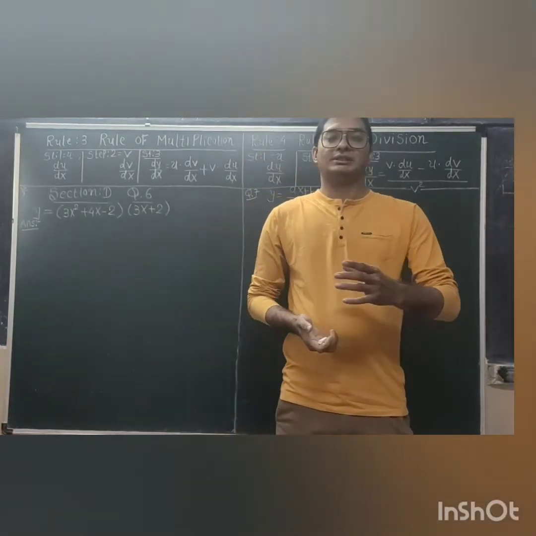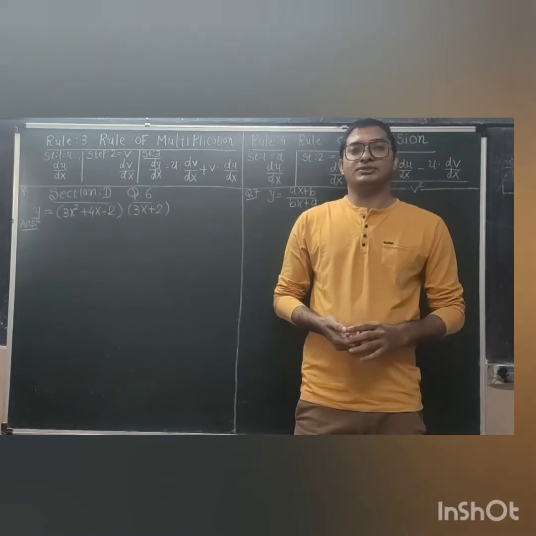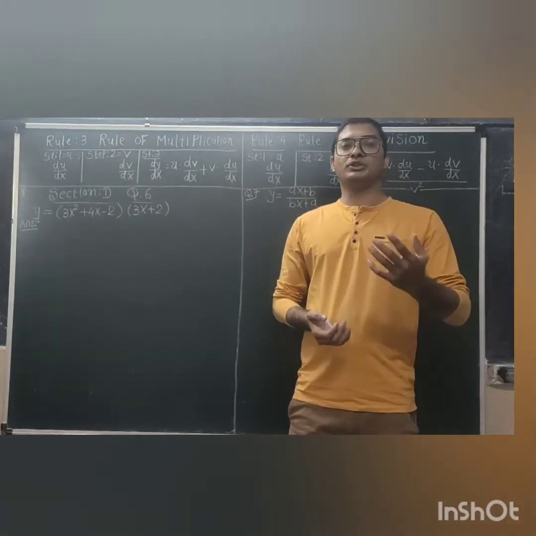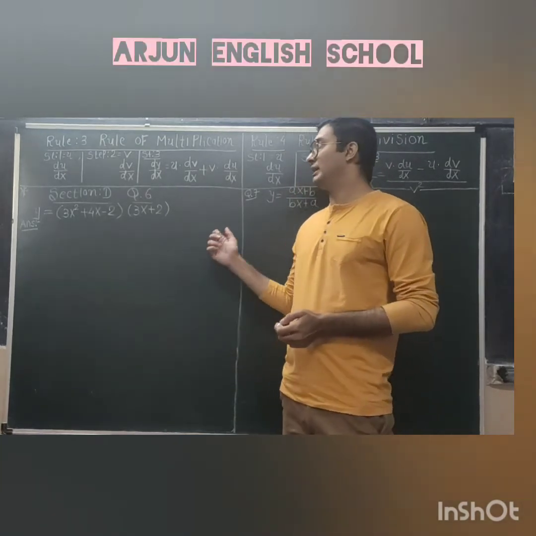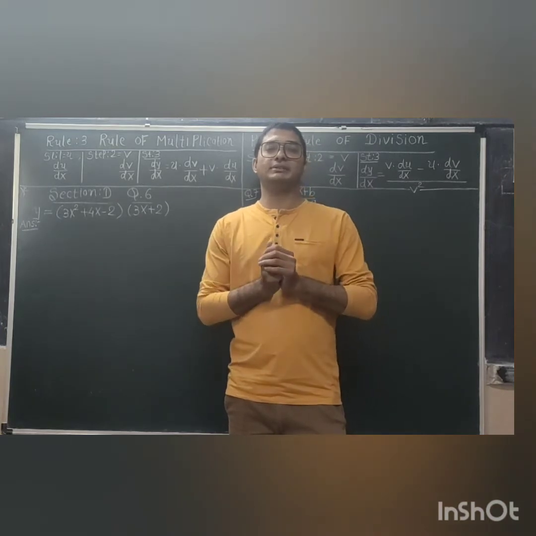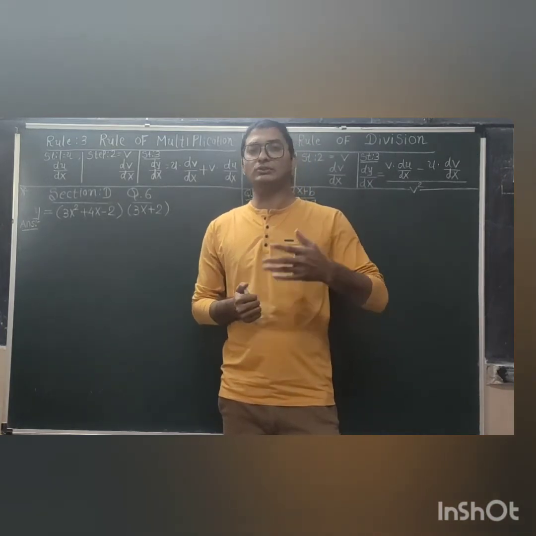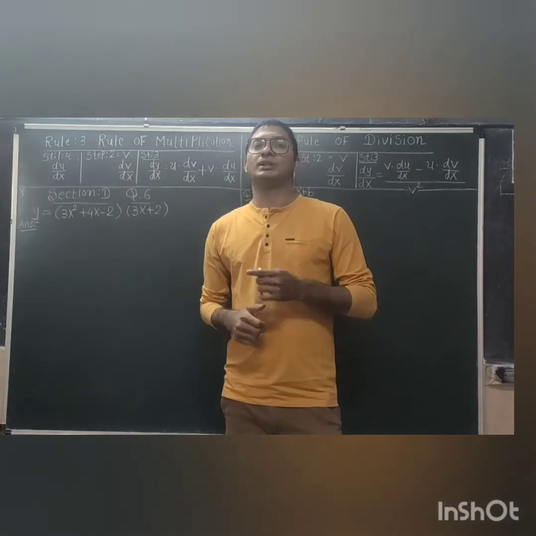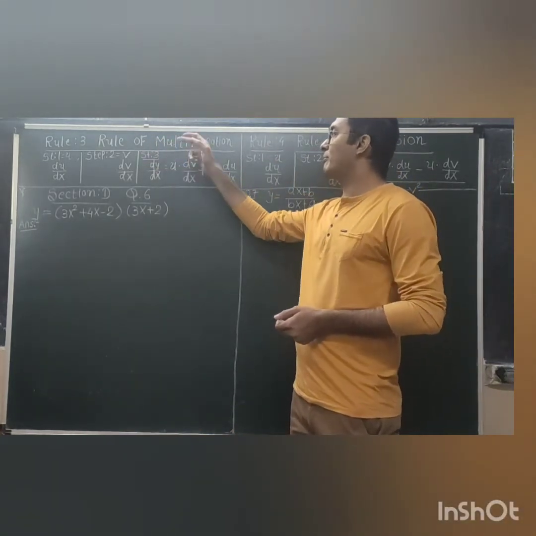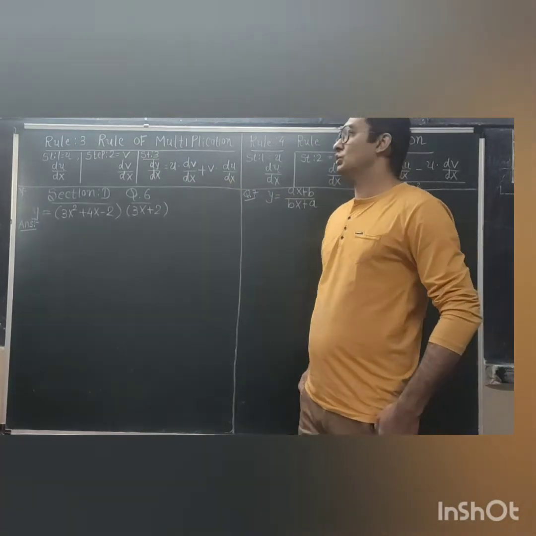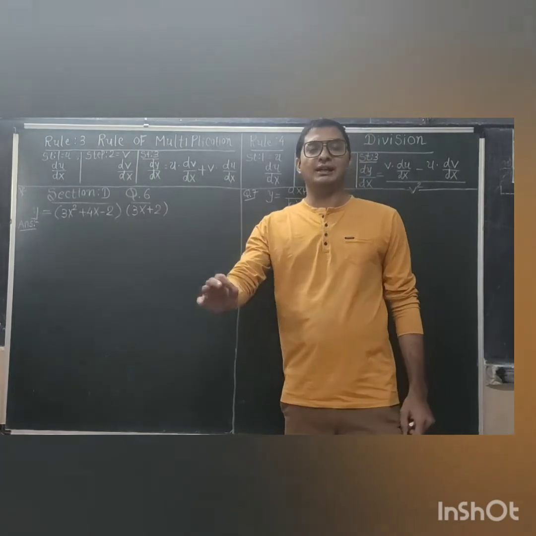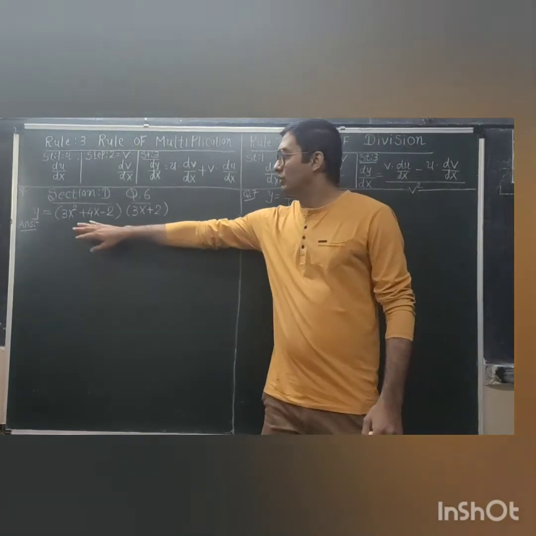And today in 12th standard, chapter number 5, differentiation, I am going to start rule number 3 as well as rule number 4. In earlier class, we already completed rule number 1 and 2 as well as the theory part. So now here rule number 3, that is rule of multiplication. In examination they simply ask, find out the derivatives for this.